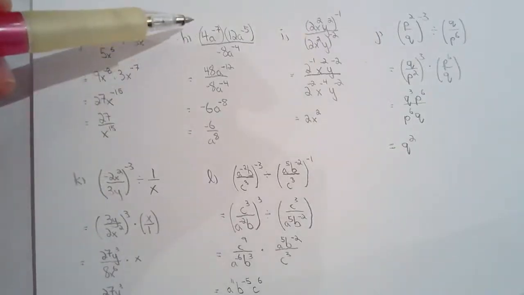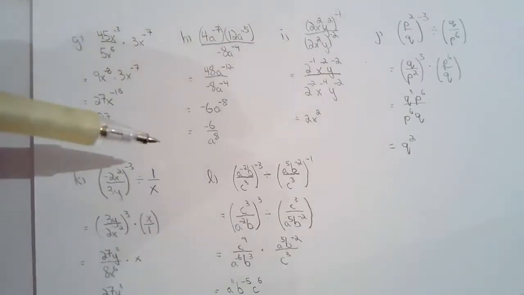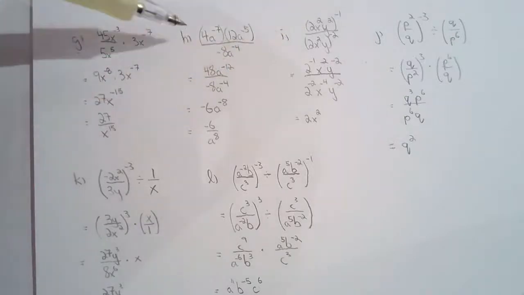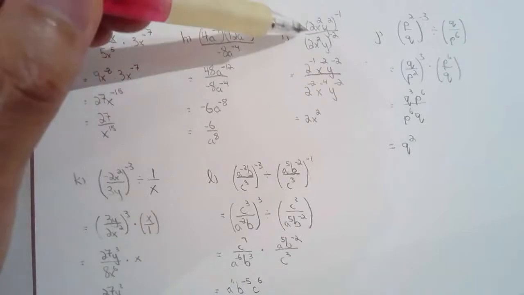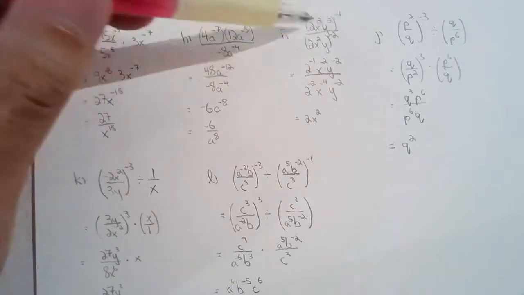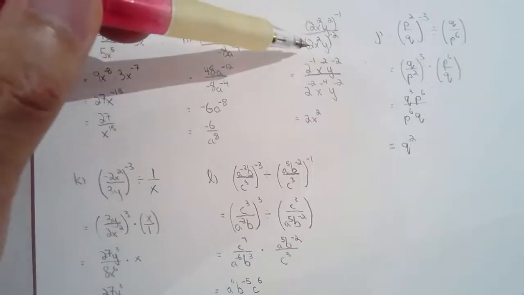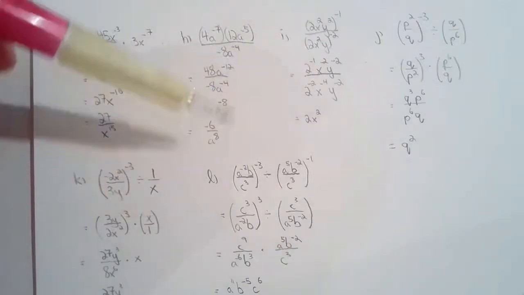For h, let's see, I simplified the numerator and then I divided. So i is pretty much the same strategy as h, except I have an extra step. I have to deal with the exponents before I divide. So I simplified the numerator and then simplified the denominator, and then I was ready to divide.